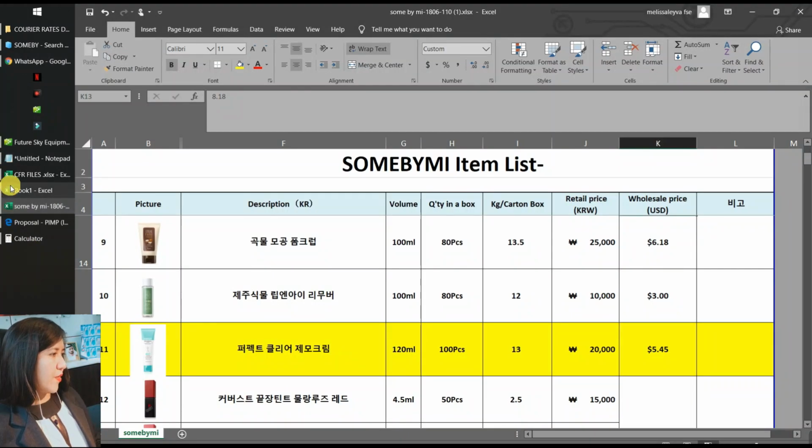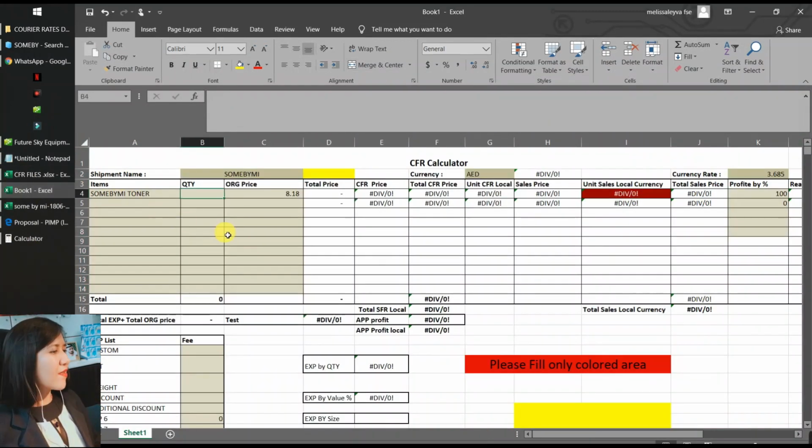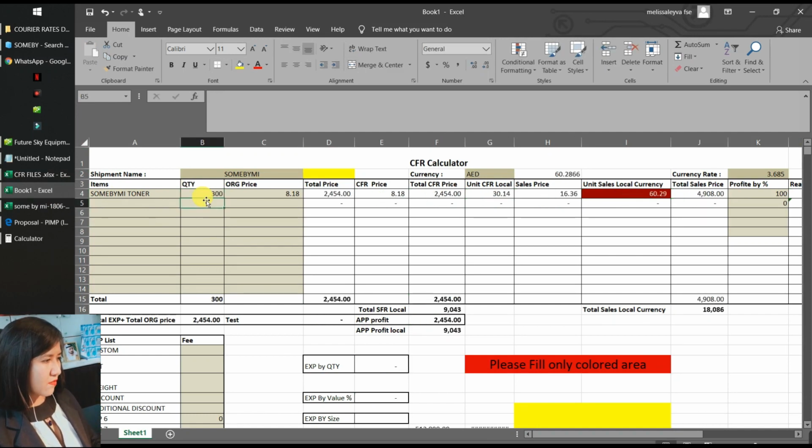So let's go ahead and check. Quantity, 300 pieces. As I mentioned, the CFR calculation will allow you to calculate how much profit you have to set to make sure that you will have a profit at the end of your transaction or shipment. So you have to consider all the charges included in this particular shipment.